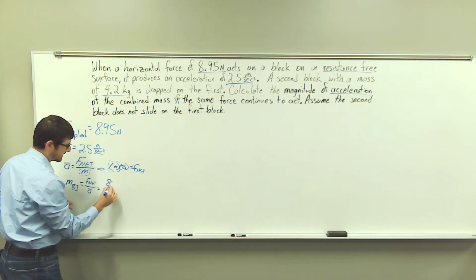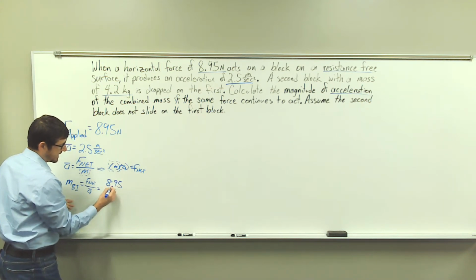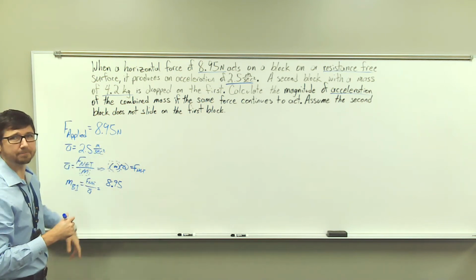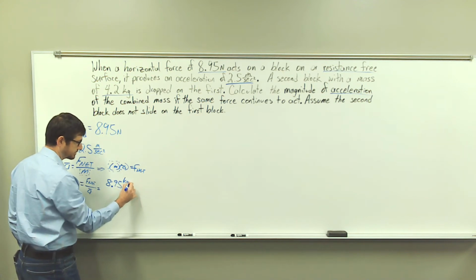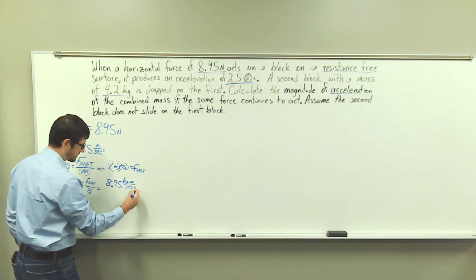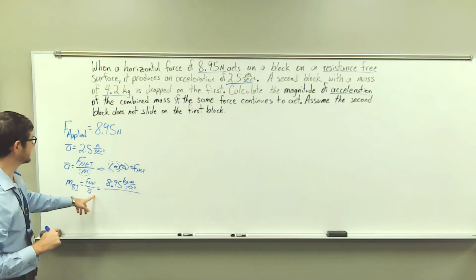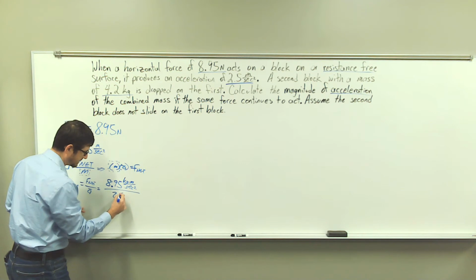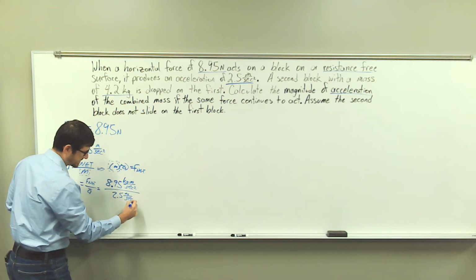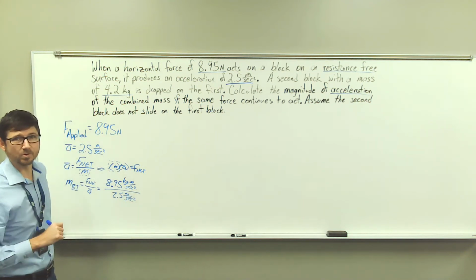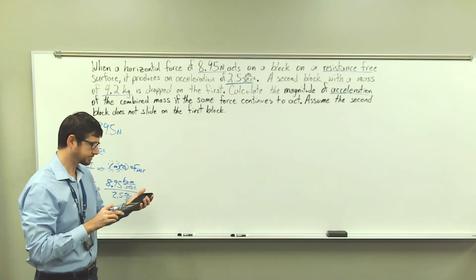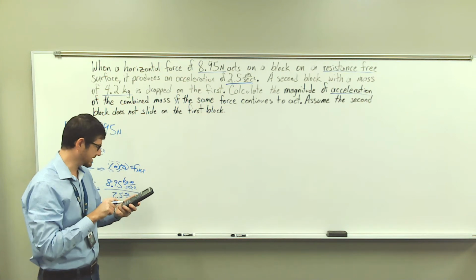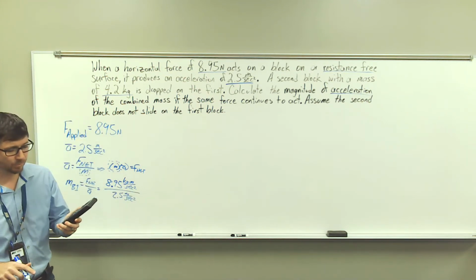So net force 8.95. And let's go ahead and break down the unit of newtons. So we have a kilogram meter per second squared. And we're going to divide this by the acceleration that our net force produces. This is 2.5 meters per second squared. Okay, so let's go ahead and get out our calculator. 8.95 divided by 2.5. I get 3.58.